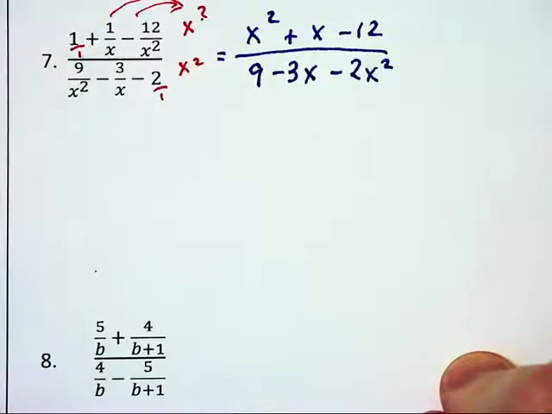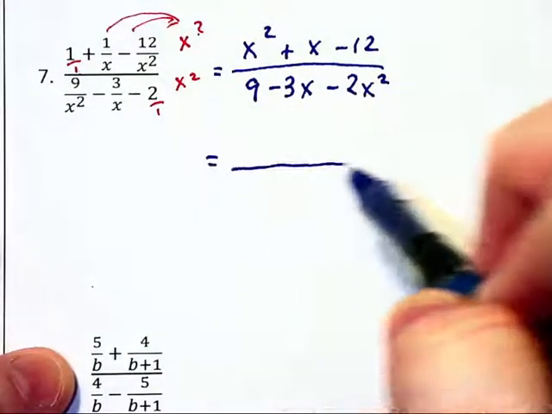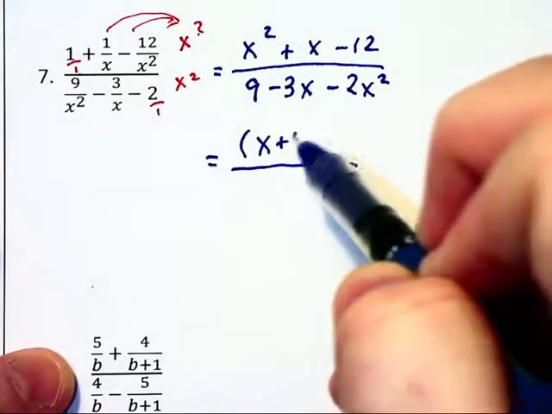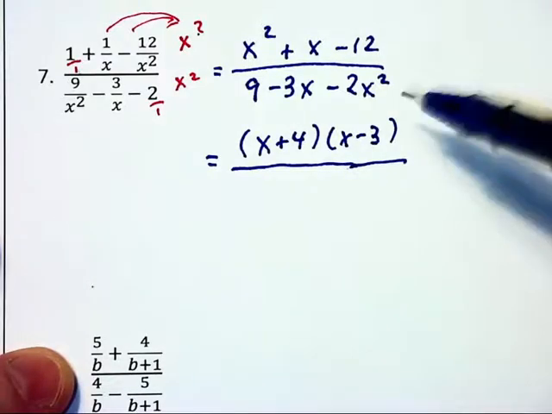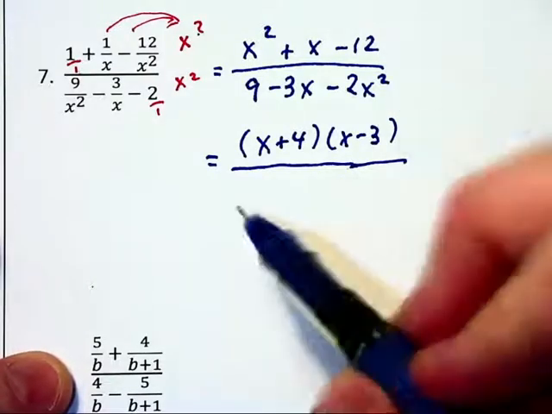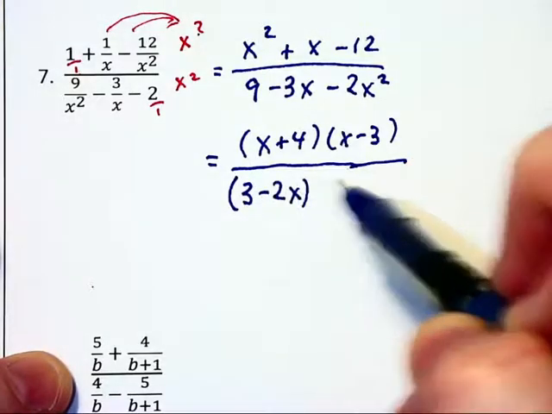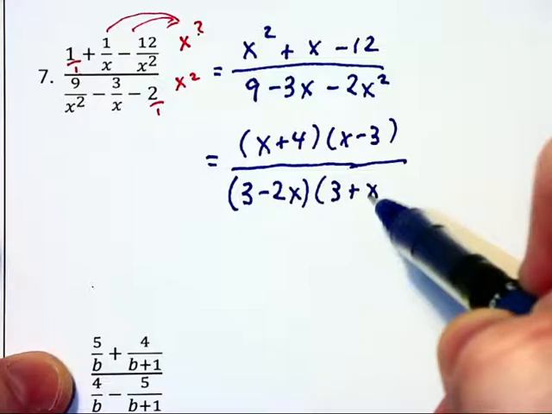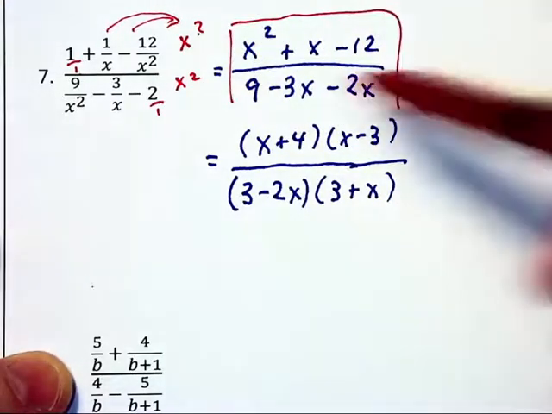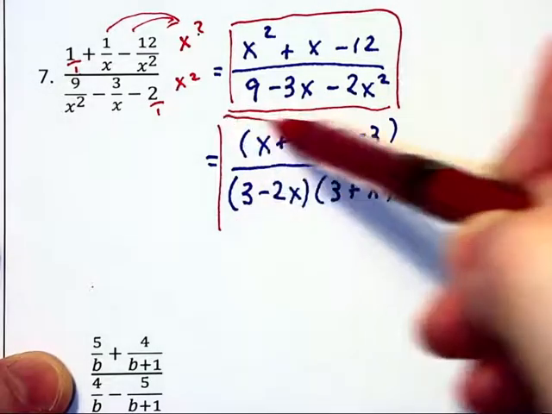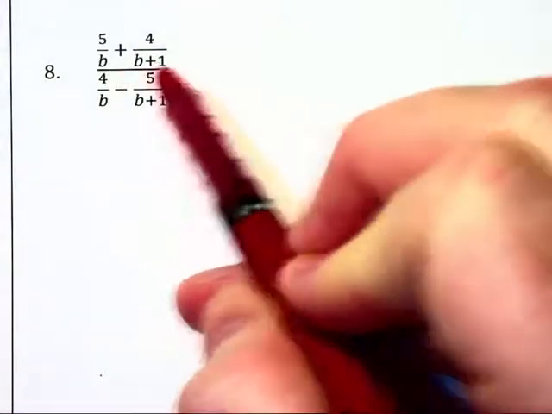Now it's probably time to try to factor the numerator and denominator. The numerator will factor into x plus 4 times x minus 3, and I don't want to rearrange this with a negative 2 in front, so I'll just factor this as it is, 3 minus 2x times 3 plus x. And nothing is going to cancel after we factor it, so we really have two choices on how we write this quotient.